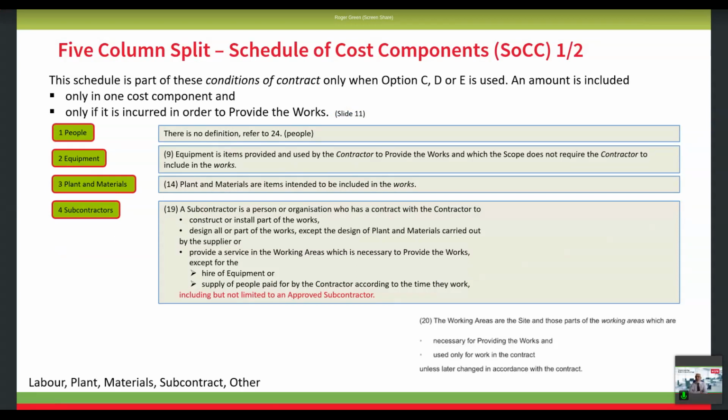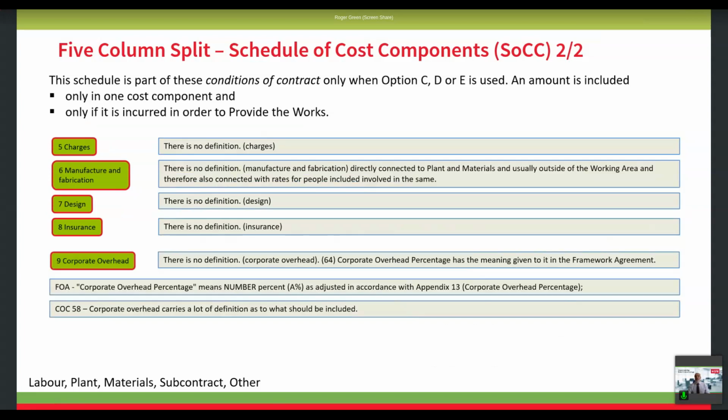Schedule of cost components. This is in the old days what we used to call a 5-column split. Actually, now that's a 9-column split, and those are people, equipment, plant and materials, subcontractors, charges, manufacturing and fabrication, design, insurance, and a new one called corporate overhead.